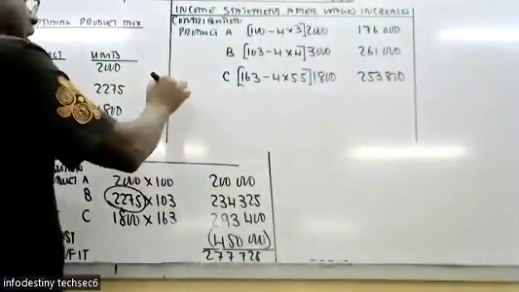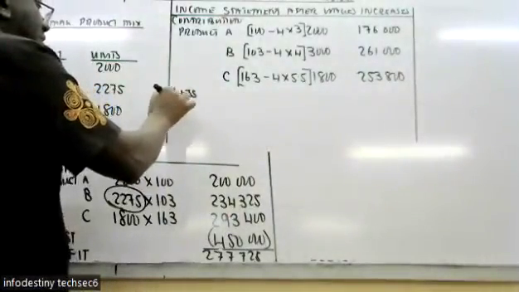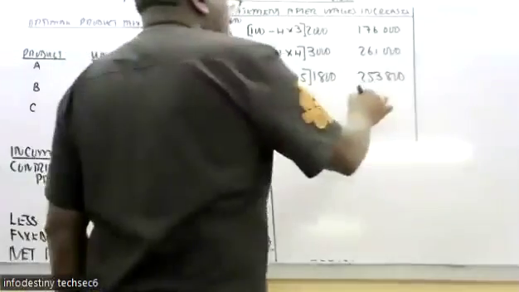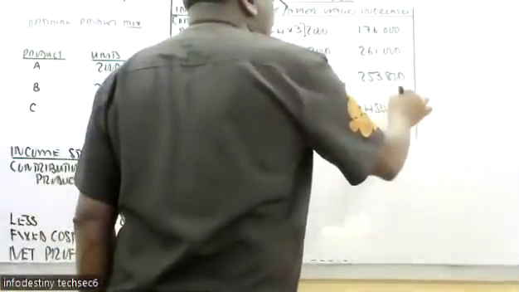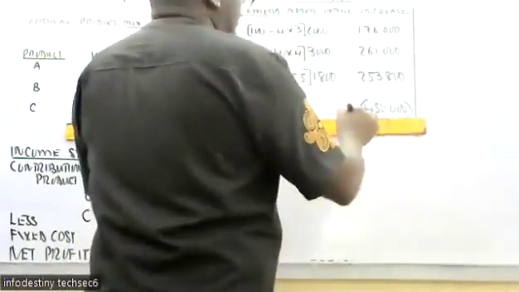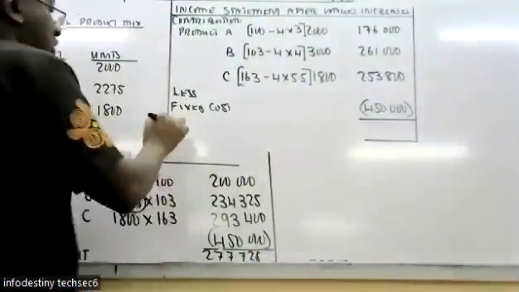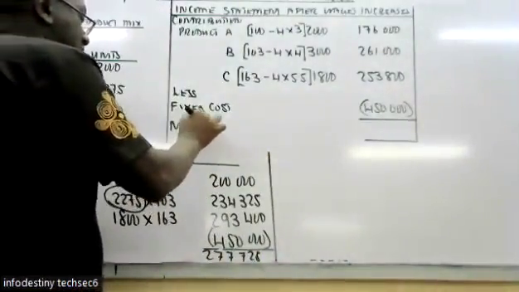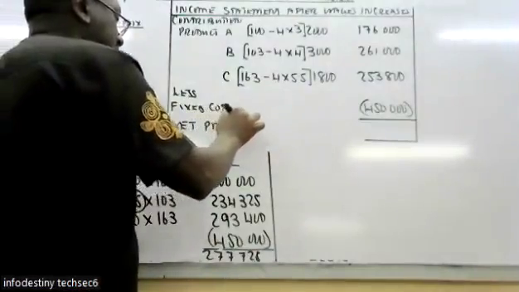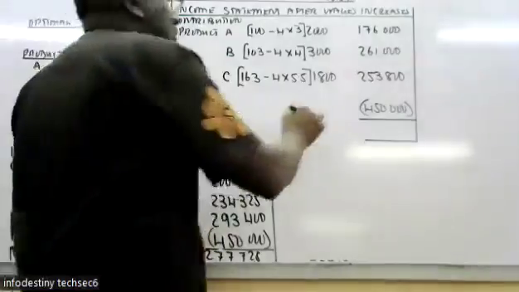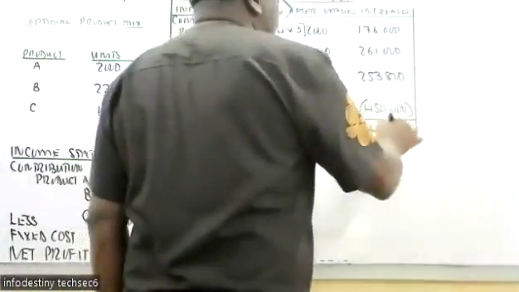So now you say less fixed costs. Fixed costs we know are 450,000. So that will give you the net profit, which is 240,800.